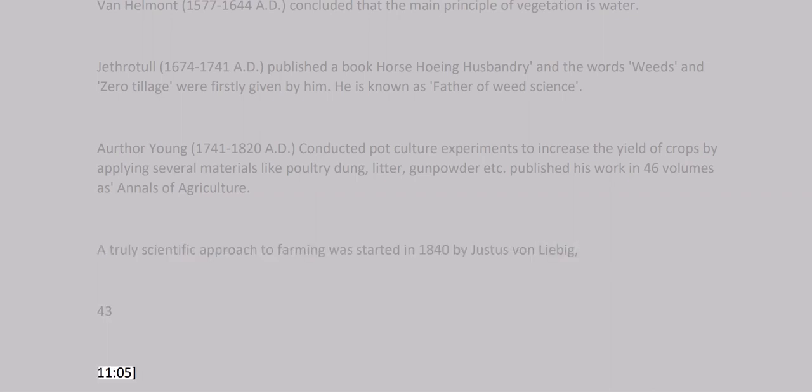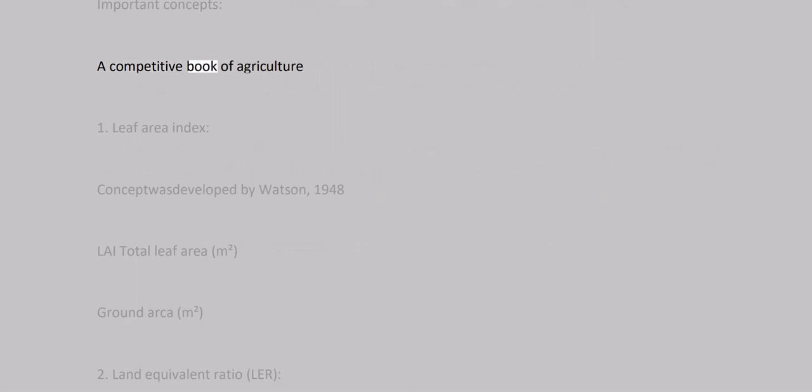Important concepts. 1. Leaf area index. The concept was developed by Watson, 1948. LAI equals total leaf area, m squared, divided by ground area, m squared.